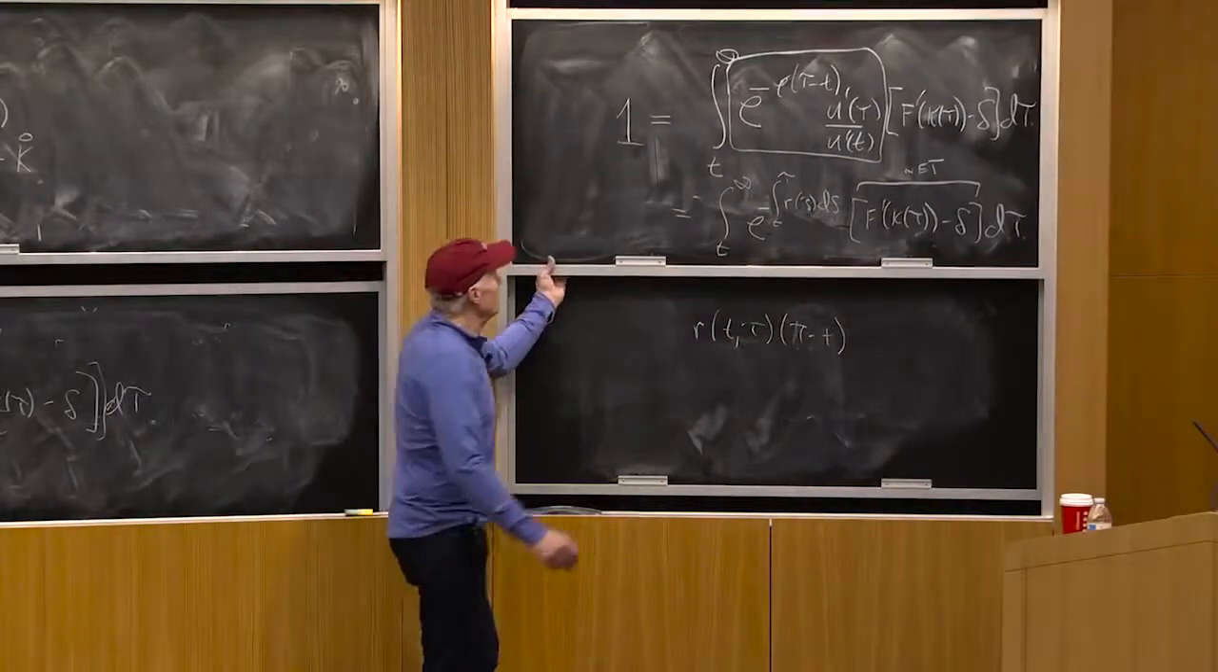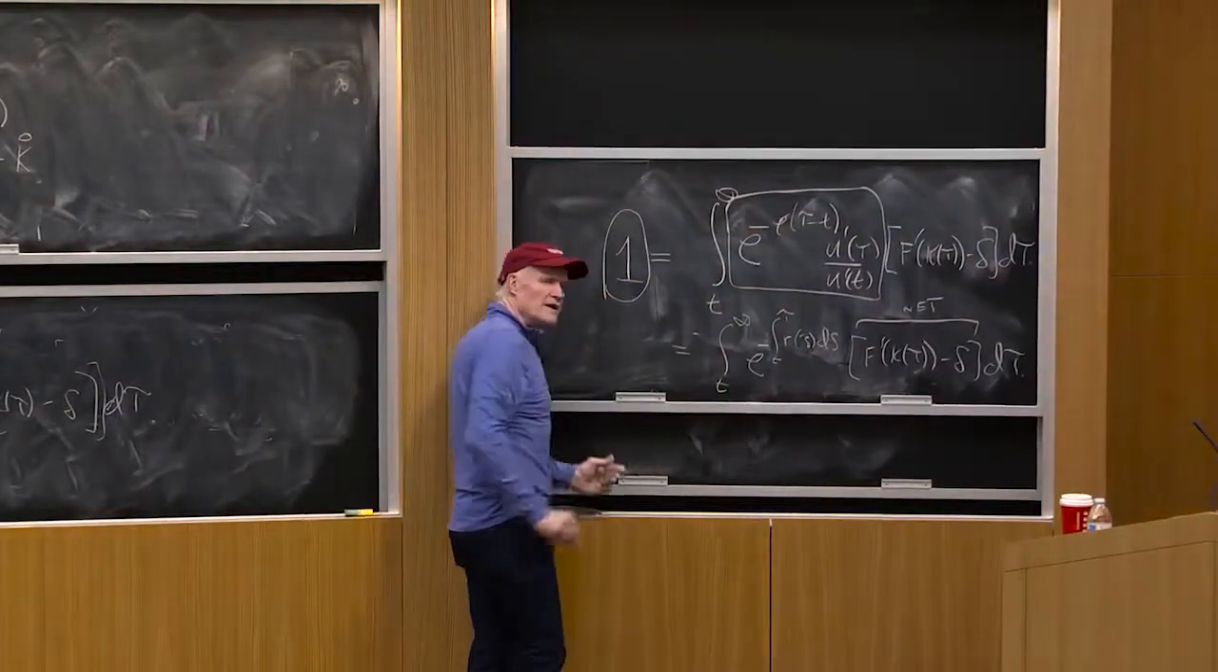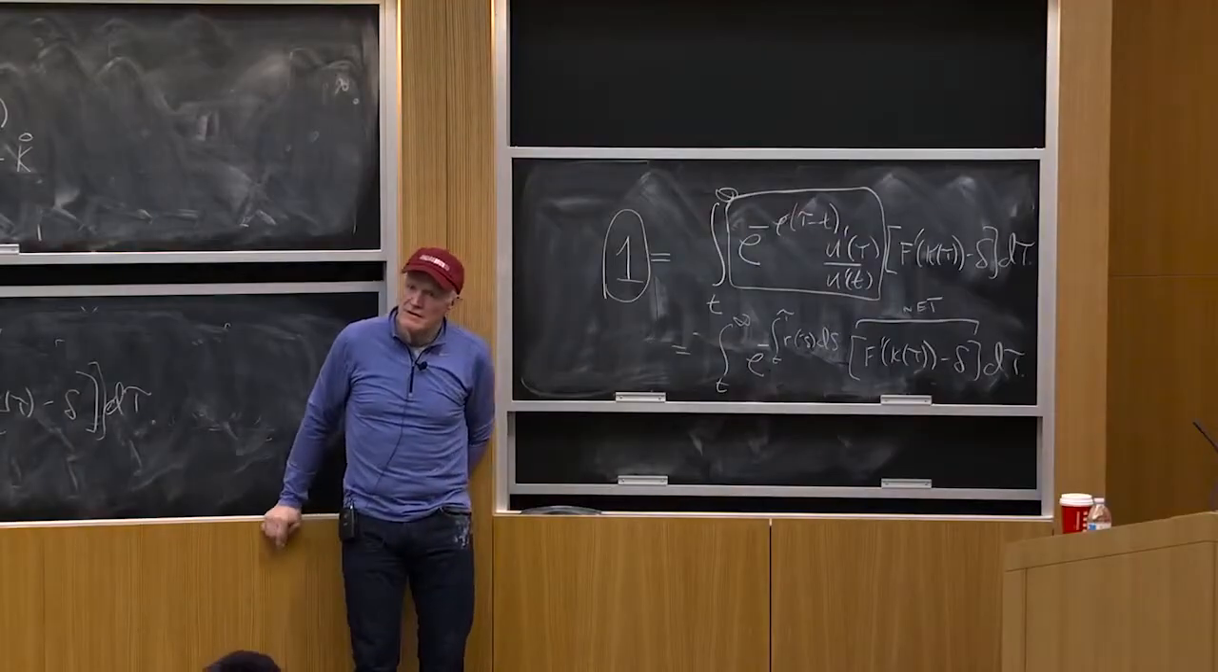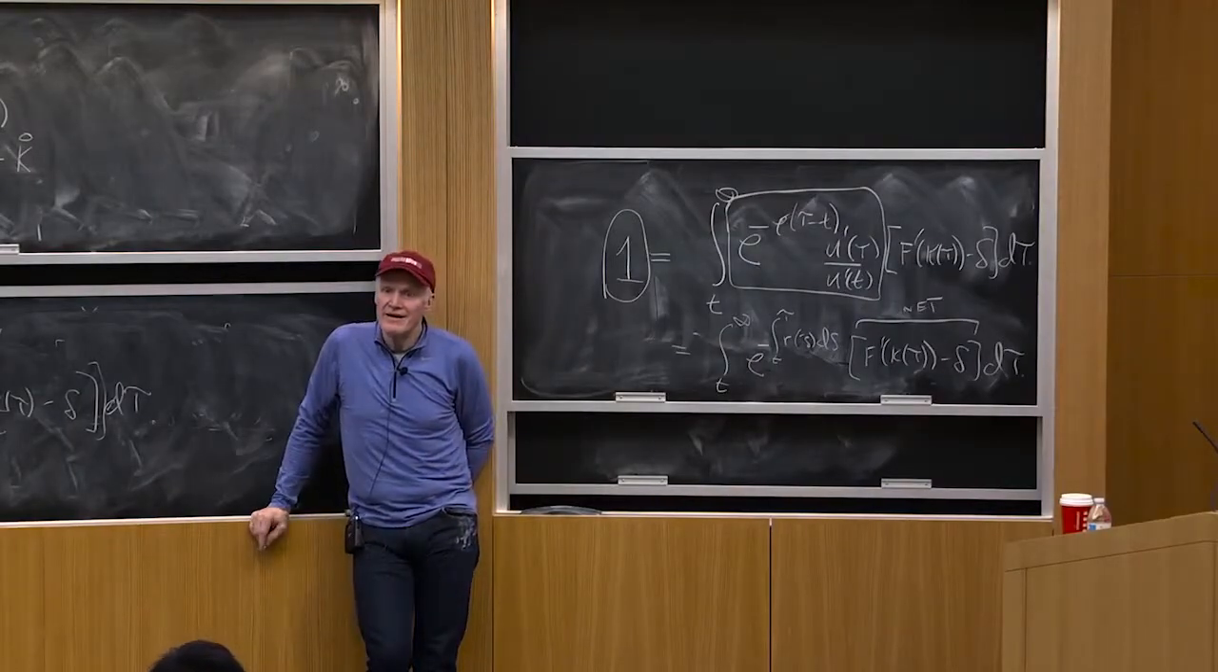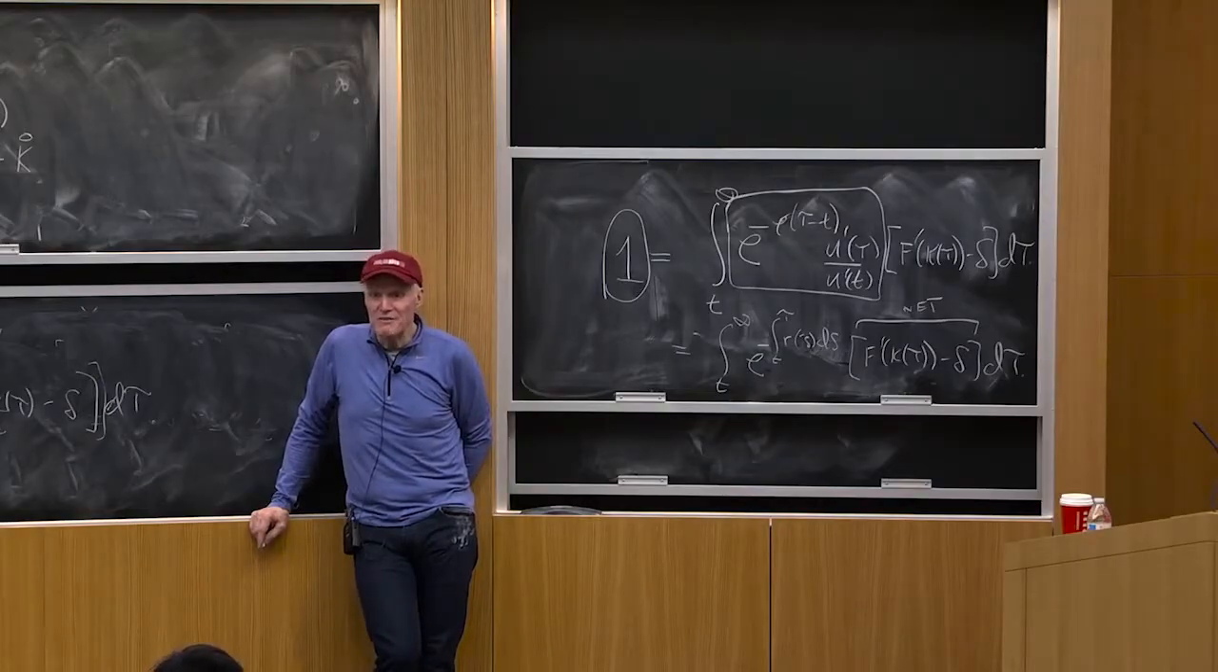What's 1? Why is there a 1? That's the cost of investment. What's the cost of a unit of capital? 1 unit of consumption. It's the price of capital.